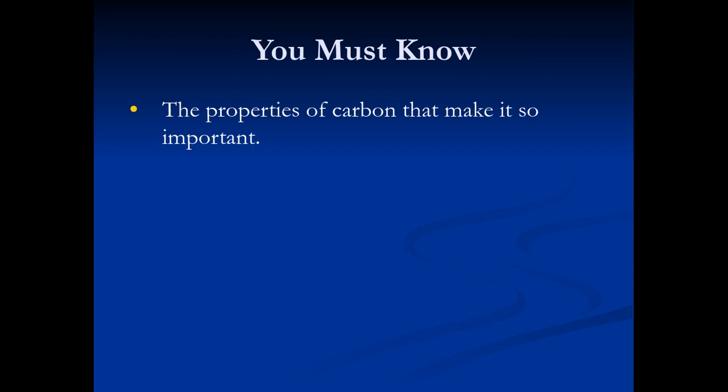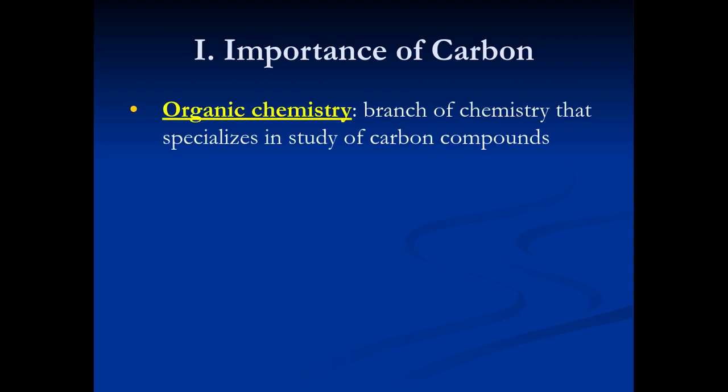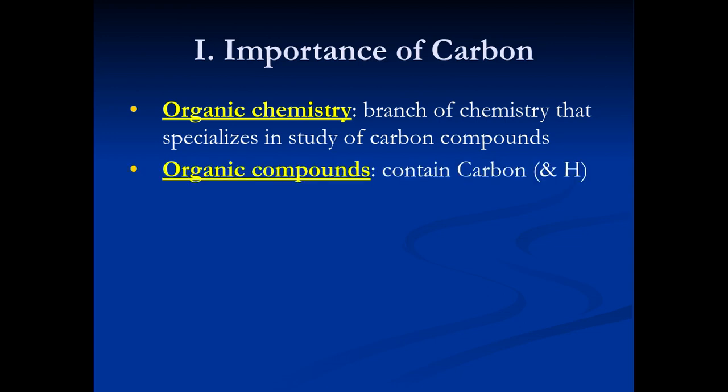Okay, to start out, what we must know are the properties of carbon that make it so important. And so we're going to start off with the importance of it and a little definition of organic chemistry, which is the branch of chemistry that specializes in the study of carbon. So carbon is so special that it has its own chemistry course. Organic compounds contain carbon. So when we talk about organic compounds, you should always think carbon.